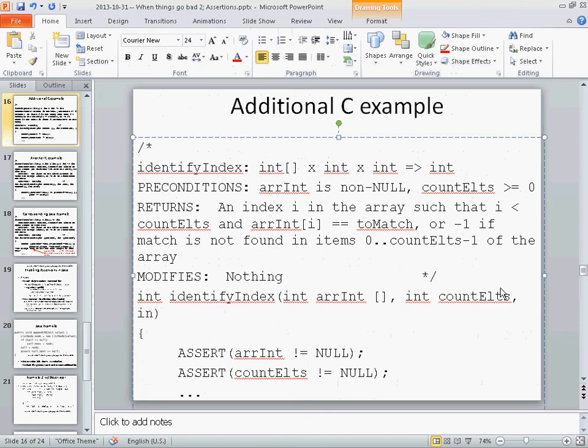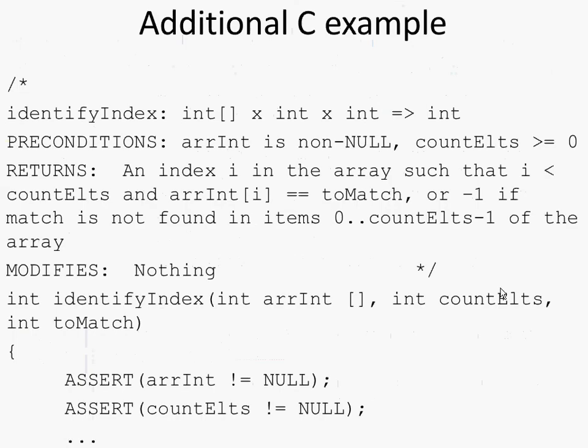What are the preconditions here? Well, I require, in this case, the array to be non-null. I'm just saying, I'm not going to handle null arrays. That's your job. Don't pass me a null array. So I can check that that's not null, and I can check that the count of elements, sorry folks, this should be greater than or equal to zero. I don't want someone passing me a negative number of elements in my array.